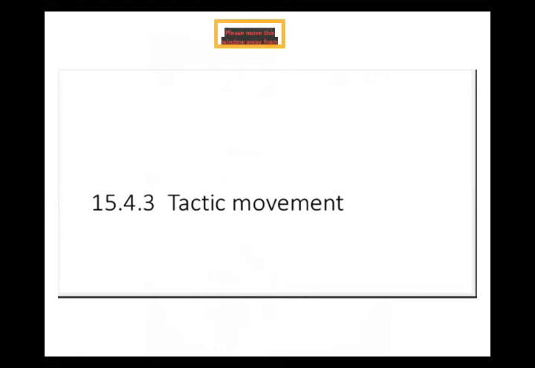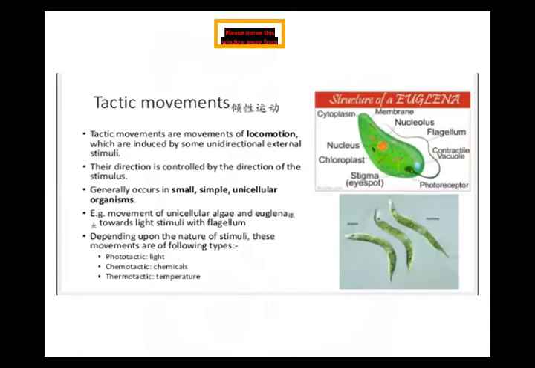I will again repeat the tactic movement. The tactic movement is the locomotion in which the whole plant or whole body is moved here and there, and it occurs in small, simple, and unicellular organisms. Unicellular algae and euglena show the movement, and they are moving here and there after taking the different types of thing. It is three types: phototactic, chemotactic, and thermotactic.